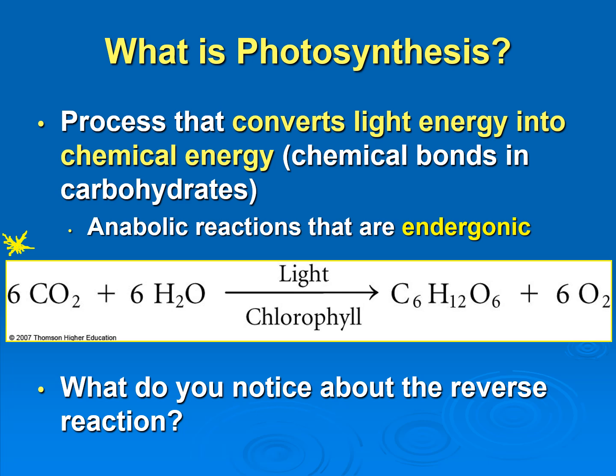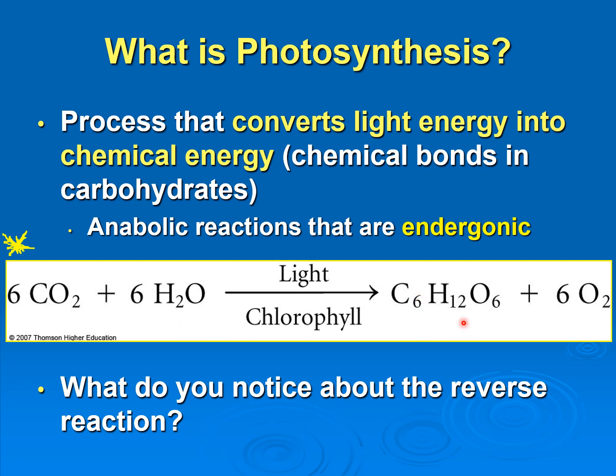So we've got carbon dioxide and water, and we're going to combine those and use the help of some light energy to make glucose or another carbohydrate, and then oxygen will be a byproduct. And notice that this is an anabolic reaction because we're taking smaller molecules and we're making a much larger molecule, so that's an anabolic reaction.